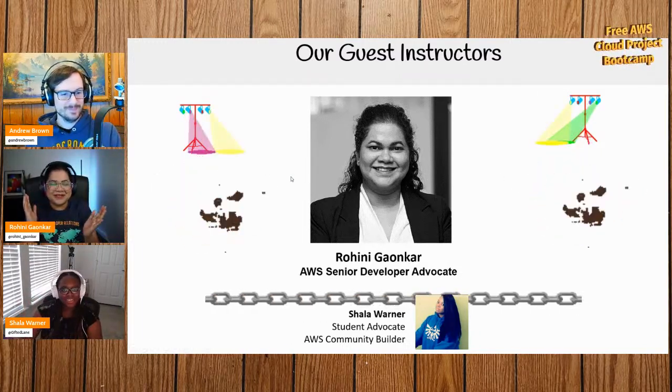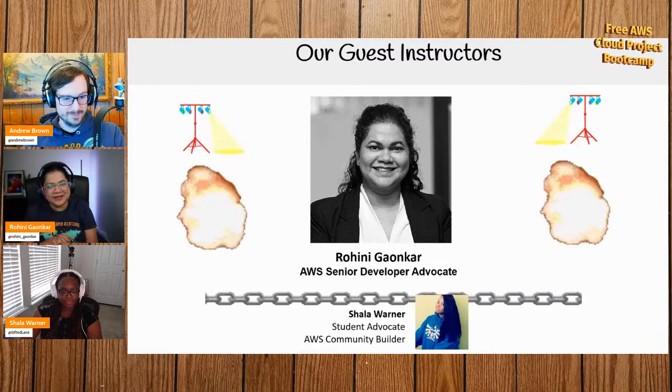Hi, my name is Rohini Gaukar. I am a senior developer advocate at AWS. I recently moved to Toronto, Canada, and that's where I'll get to meet lovely Andrew. I have been with AWS for the last 9 years, and talking about CloudFormation, it's love at first sight, because I joined AWS as a support engineer, and I was given CloudFormation support tickets.